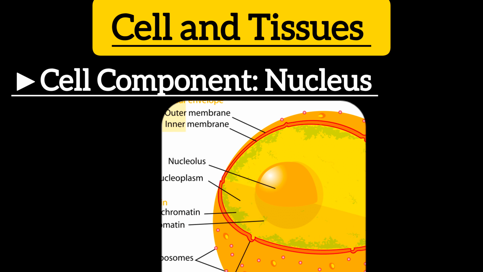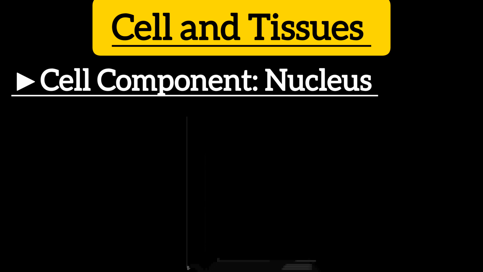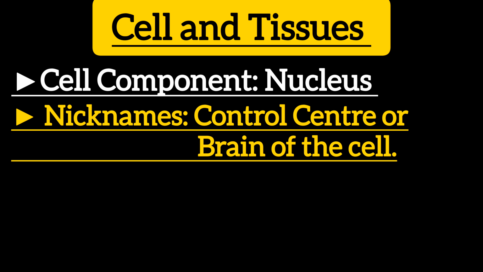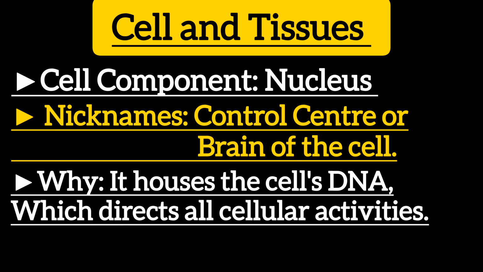Cells and tissues. The cell component nucleus. Nicknames of nucleus. The nucleus, also known as control center or brain of the cell. Why is the nucleus called the control center or brain of the cell? Because the nucleus houses the cell's DNA, which directs all cellular activities.